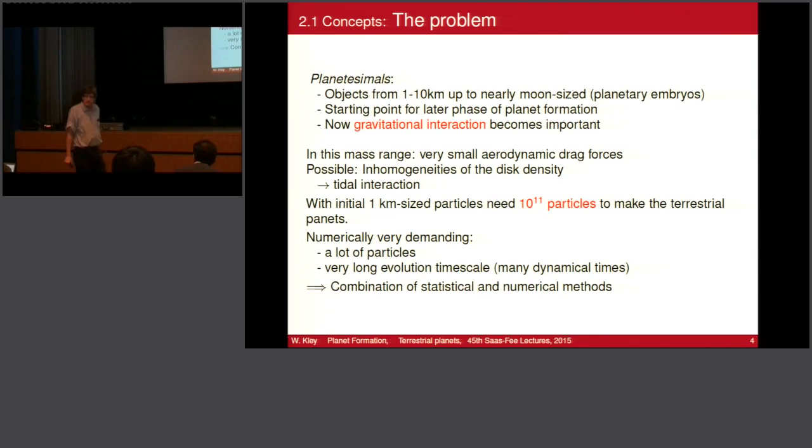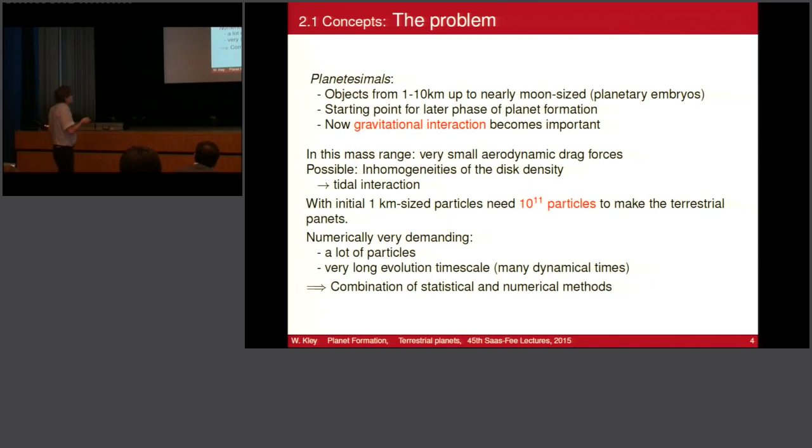So you can move the particles by inhomogeneities in the disks, for example. Yeah, so the disk may be turbulent. So the turbulence is some density enhancement. Turbulent eddies are some density enhancements. And these density enhancements can pull gravitationally on the growing planet and move it also and steer the planet up a little bit. So this is what we call here tidal interaction between the planet and the disk.